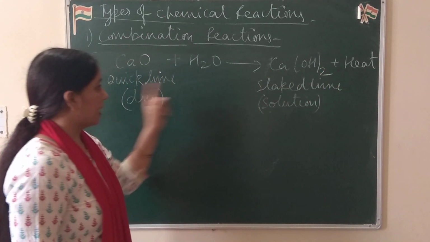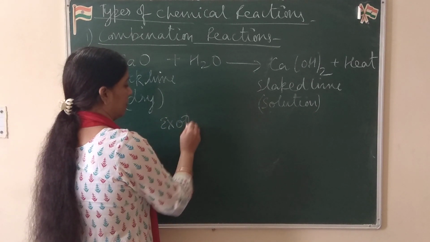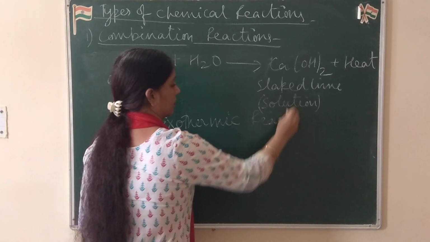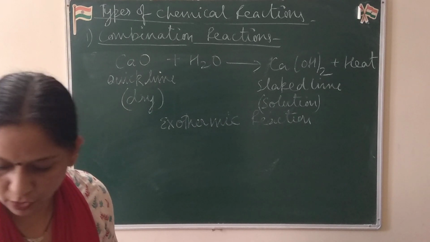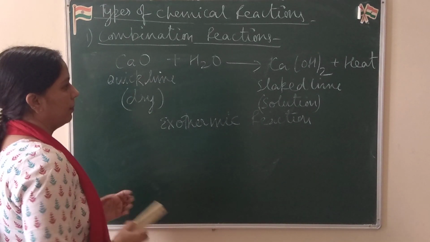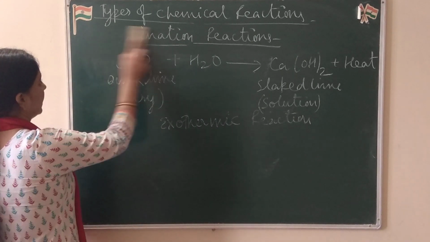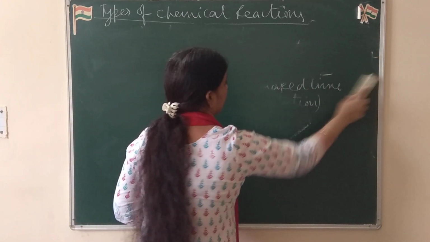That means this chemical equation is an example of exothermic reaction also. So, combining two substances forming one product is called combination reaction. Now, second type of reaction is decomposition reaction.